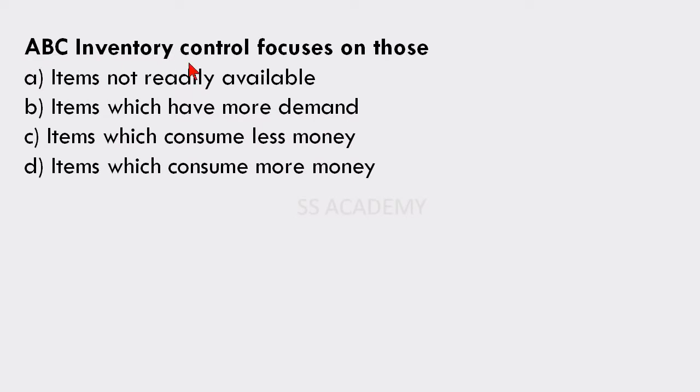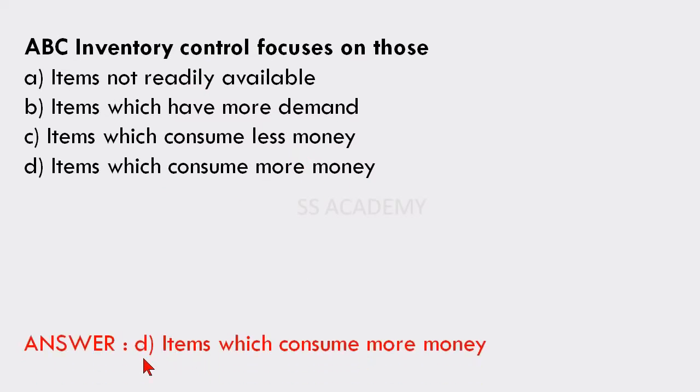ABC inventory control focuses on those items not readily available, items which have more demand, items which consume less money, items which consume more money. The answer is option D, items which consume more money. ABC inventory control focuses on those items which consume more money.